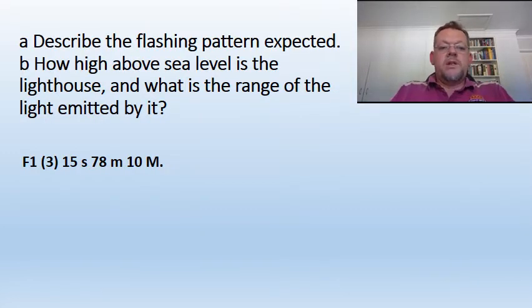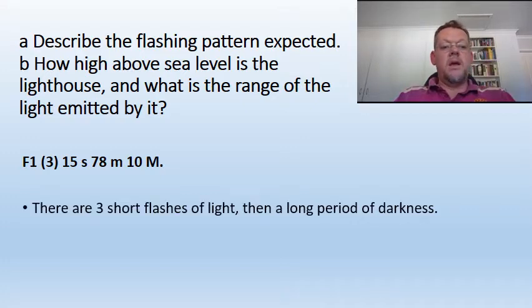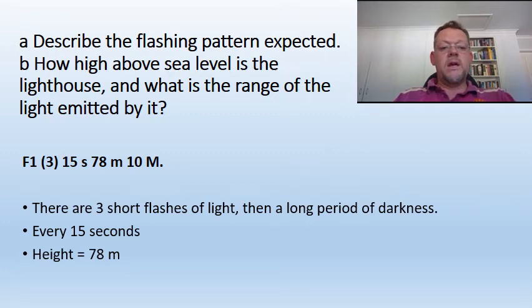So let's look at the flashing pattern, the height above sea level, and the range. So it's an F1 3, so there's 3 short flashes of light and then a long period of darkness. It's a 15-second cycle, so that happens every 15 seconds. It's 78 meters above sea level, and the range is 10 nautical miles.